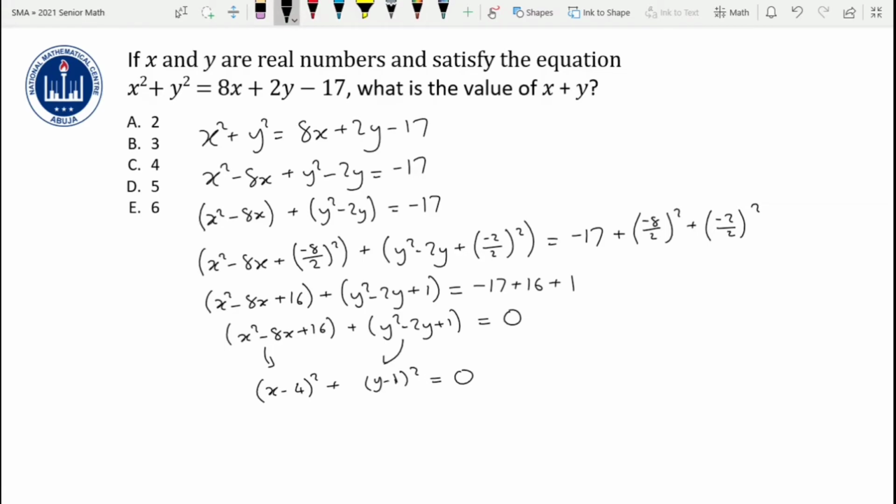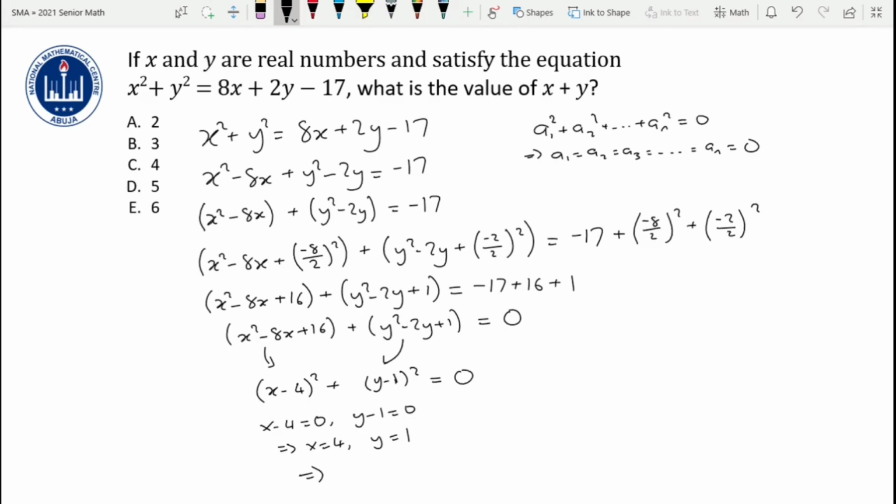Good. At this point, you will notice that we have two squares that sum up to 0. And since you know that squares are non-negative, it means that both terms have to be 0. And in general, if you have some squares, say a1 squared plus a2 squared up to an squared, that sum up to 0, it means that all the terms are 0, which means that a1 equals a2 equals a3 up to an equals 0. So this means that x minus 4 has to be 0 and y minus 1 also has to be 0, which means that x is equal to 4 and y is equal to 1.